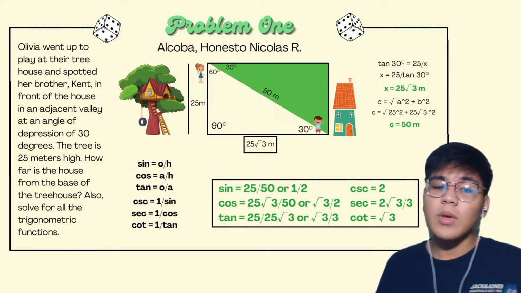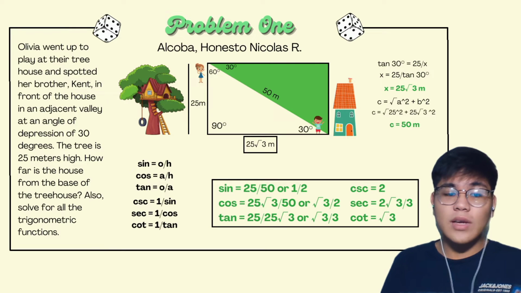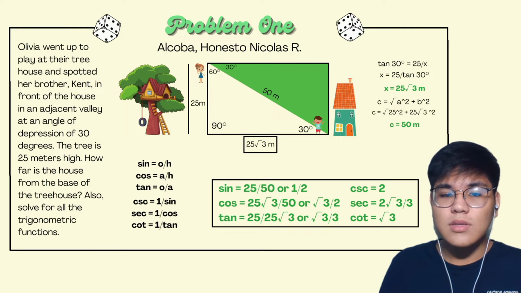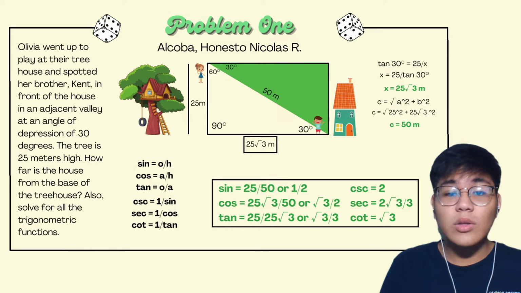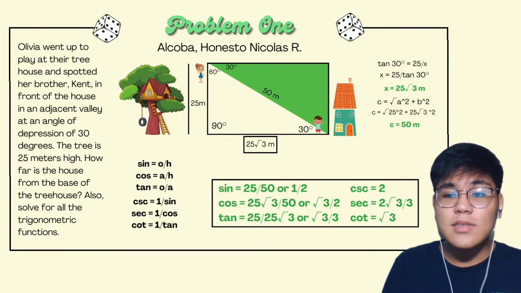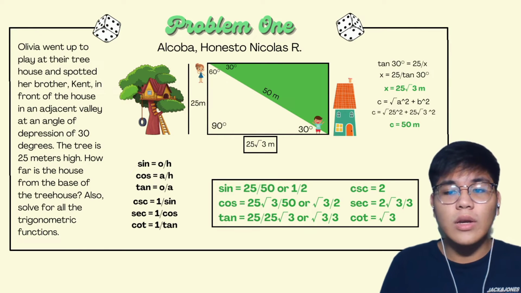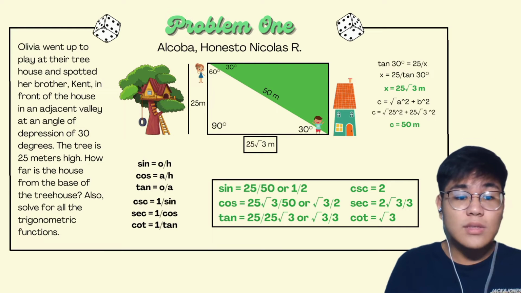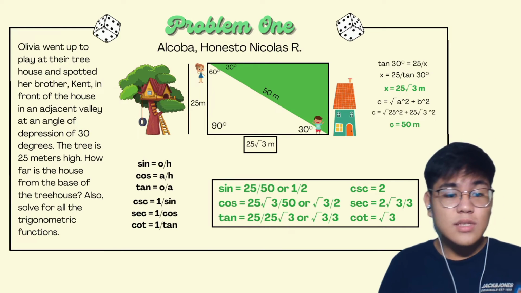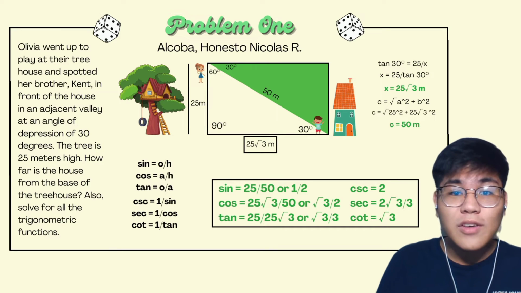So with the given information, we can now solve how far the house is from the base of the tree house. So, by the use of tan 30 degrees is equal to 25 over x, x is equal to 25 over tan 30 degrees, x is equal to 25 square root of 3 meters. So that is the total distance of the house from the base of the tree house.